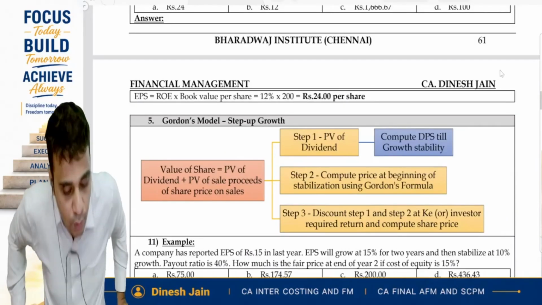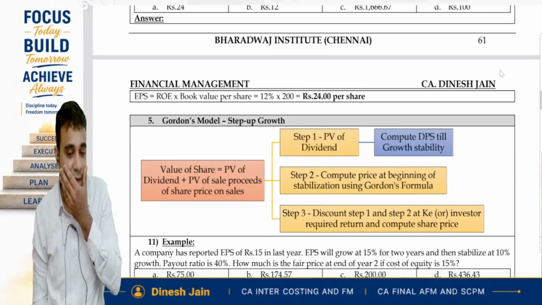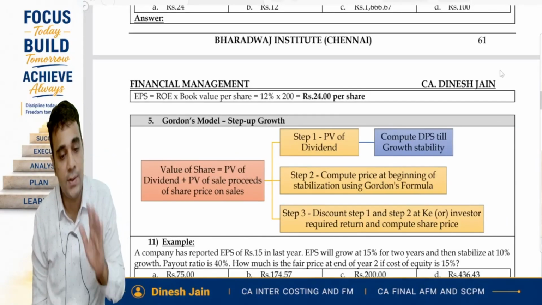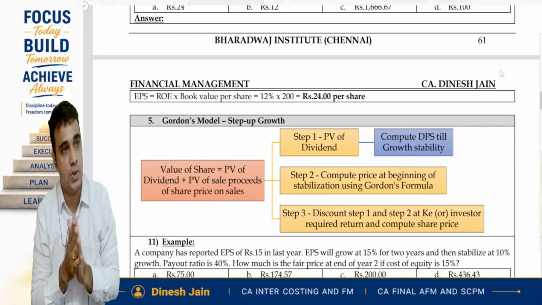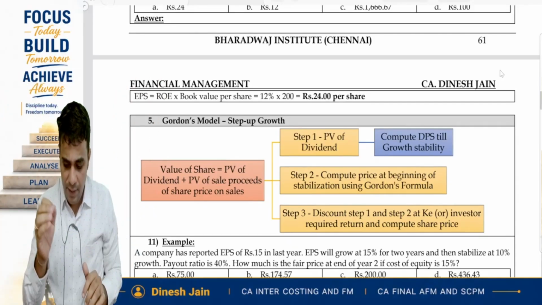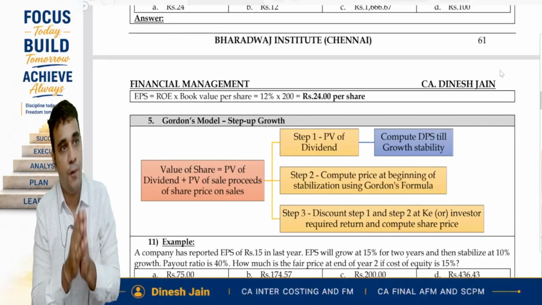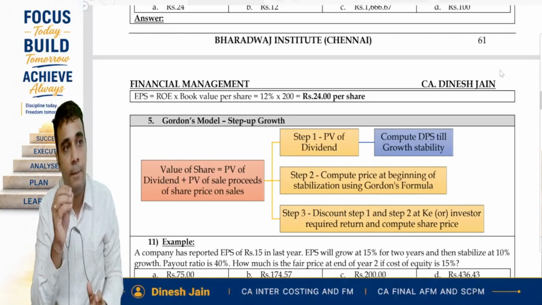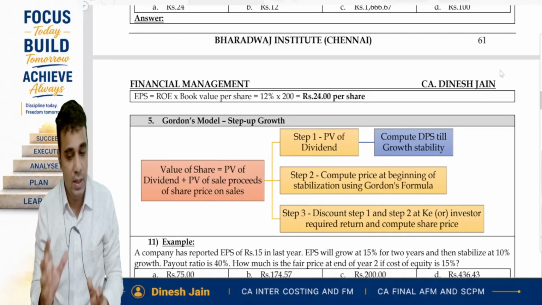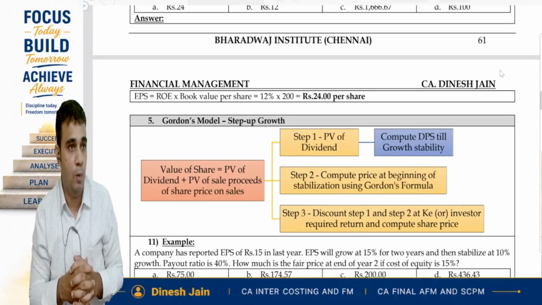Okay, now I move to concept 5, Gordon's model only, but it's called step up growth. Now, where is it coming and what is it coming in this situation? Listen, when we did Gordon's model, our formula was P naught is equal to D1 by KE minus G. But there is a problem in the practical world.